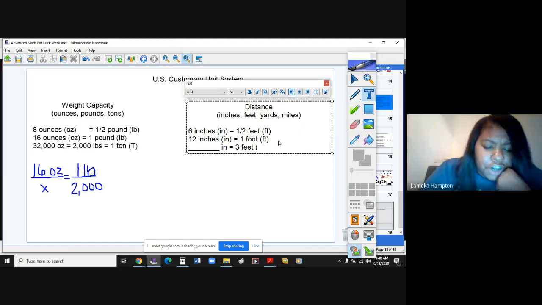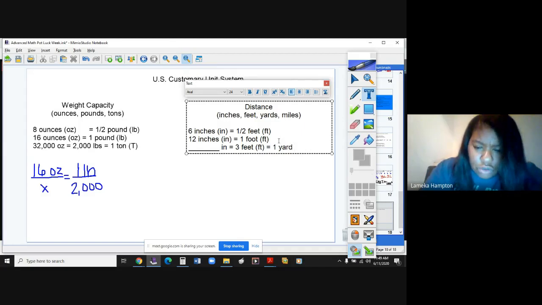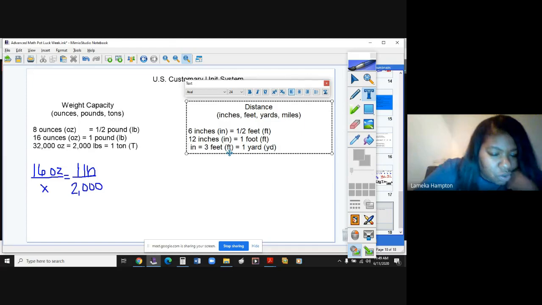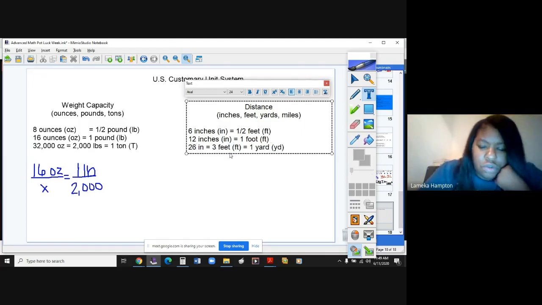36. And this is also equal to 1 yard. All right. Now, how in the world did we get that? That's very simple. We just multiplied 3 times 12, and it gave us 36. Oops. It would help if I wrote the right number, huh?